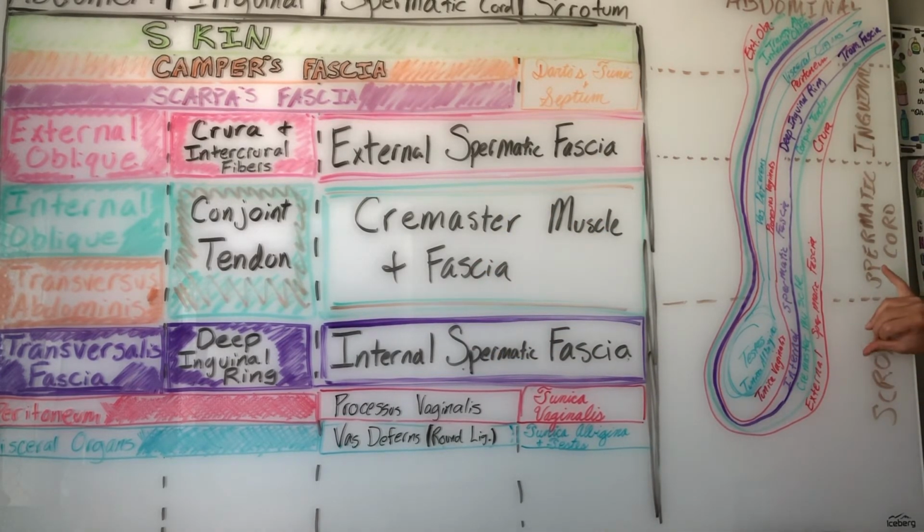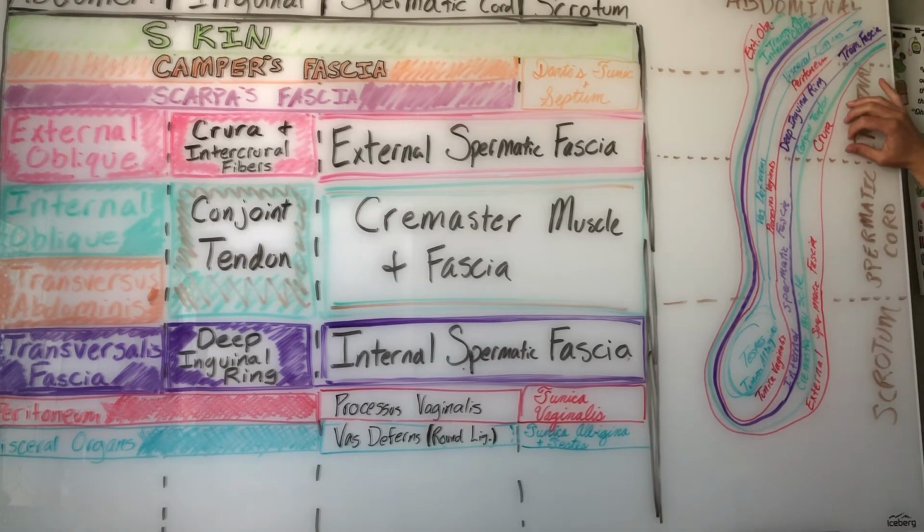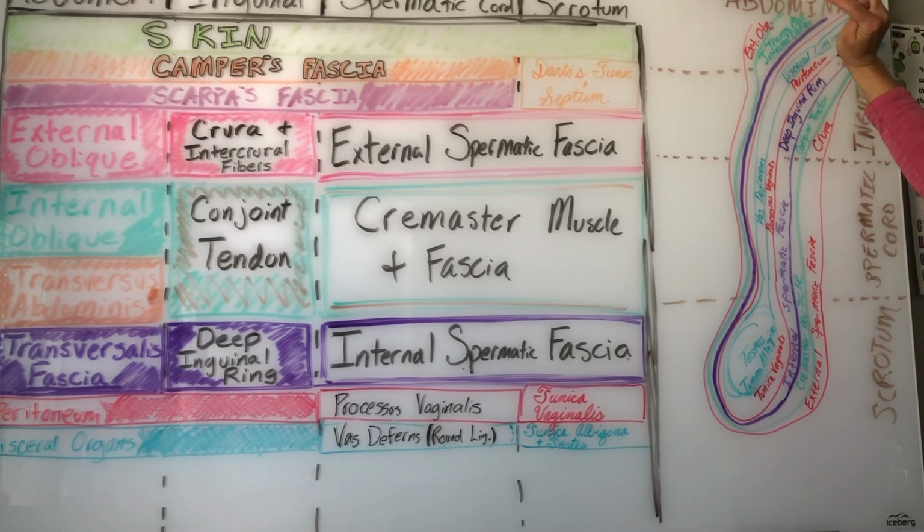In our scrotum and spermatic cord, we have the external spermatic fascia. In the inguinal region, we have the crura and intercrural fibers that surround the superficial inguinal ring. And then the abdominal region is where it's the external oblique muscle.